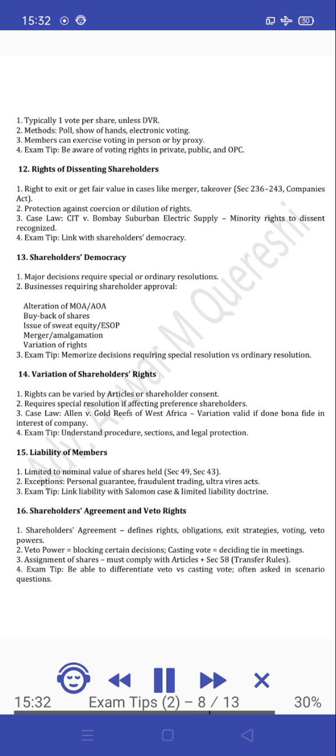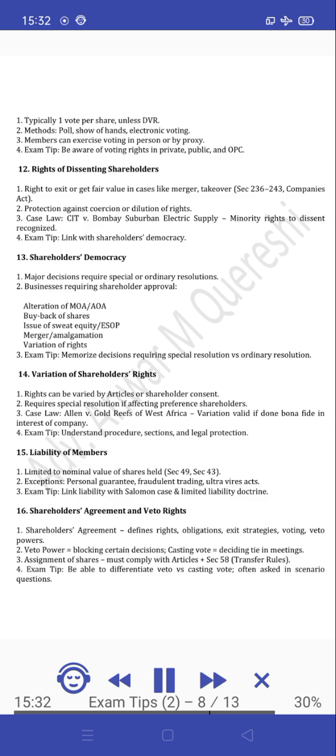12. Rights of dissenting shareholders. 1. Right to exit or get fair value in cases like merger, takeover, Sec 236 to 243, Companies Act. 2. Protection against coercion or dilution of rights. 3. Case law: CIT v. Bombay Suburban Electric Supply, minority rights to dissent recognized. 4. Exam tip: link with shareholders' democracy.